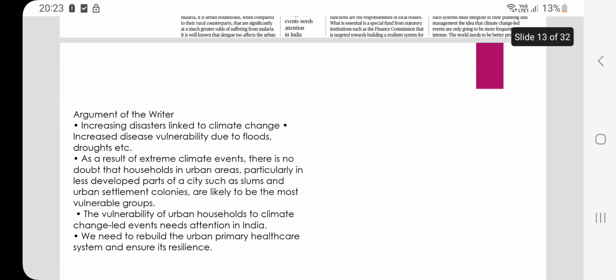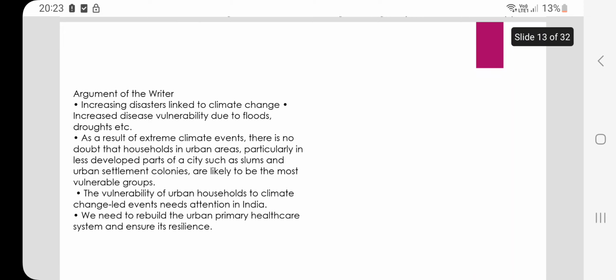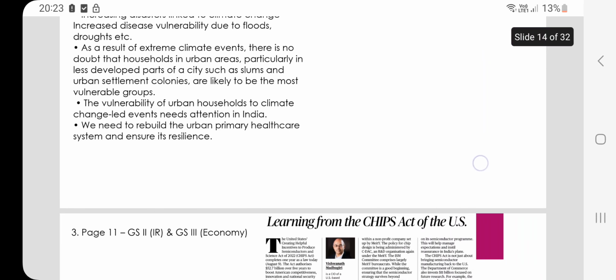As a result of extreme climate events, there is no doubt that households in urban areas, particularly less developed parts of the city such as slums and urban settlement colonies, are likely to be the most vulnerable groups. The vulnerability of urban households to climate change events needs attention in the country. We need to rebuild the urban primary healthcare systems and ensure their resilience.